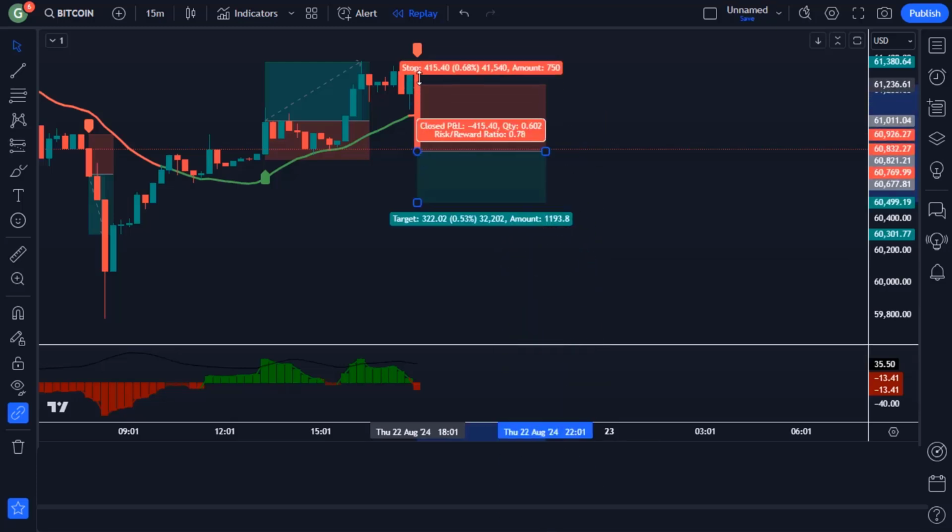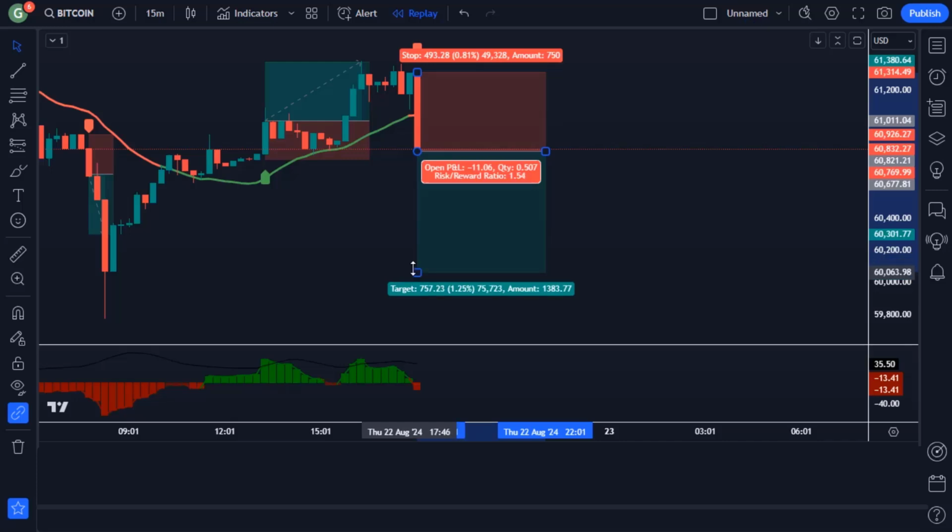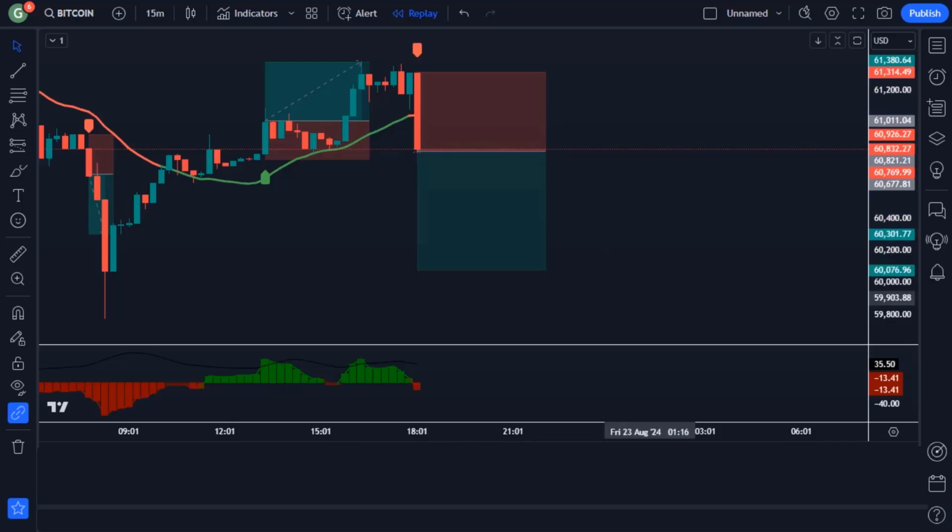Our stop loss is to be placed at the high of the previous candle of the signal candle, and the risk to reward ratio will be 1:1.5. Let's see what happens to our trade.